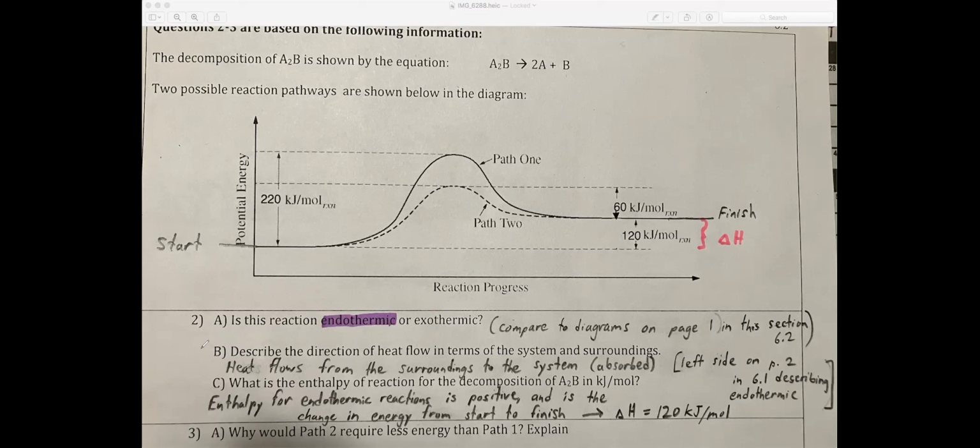B, describe the direction of heat flow. That's kind of just what I said. Heat flows from the surroundings to the system. It's absorbed. Note it's going to be a positive value. Okay, so it's positive 120. I think it's going to come up in question 3.